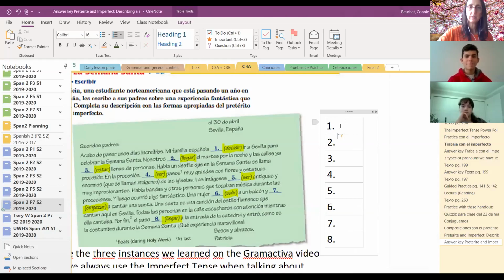All right, perfect. So I'm going to read it, and when I get to the blank, Alisa, you're going to start, right? You're starting? Okay. So, queridos padres, acabo de pasar unos días increíbles. Mi familia española.